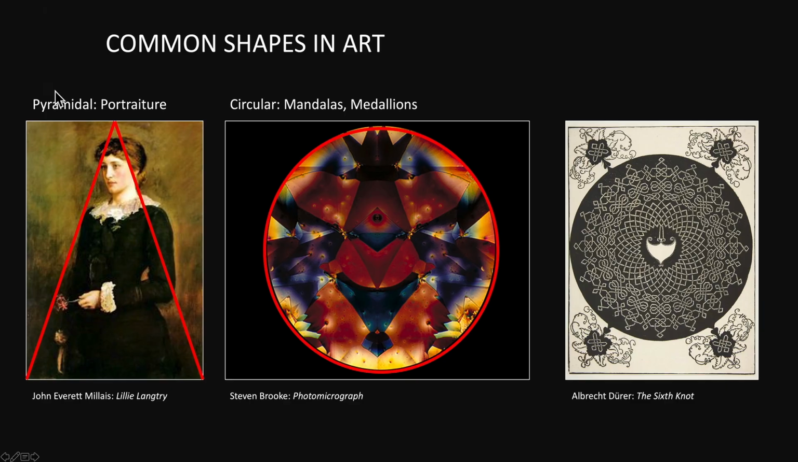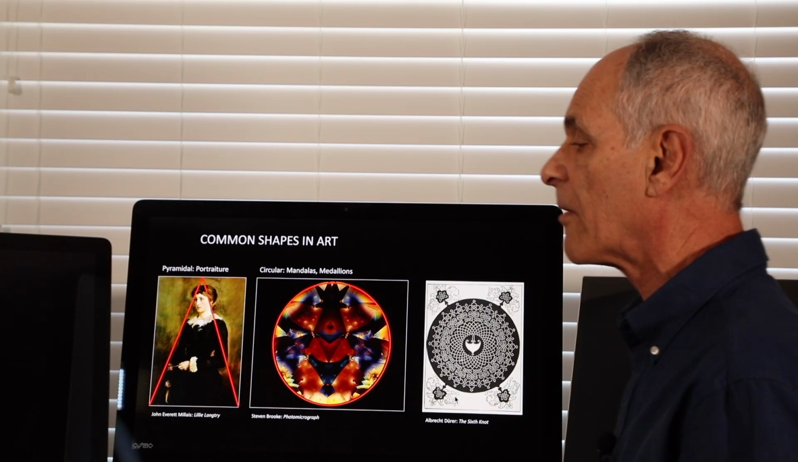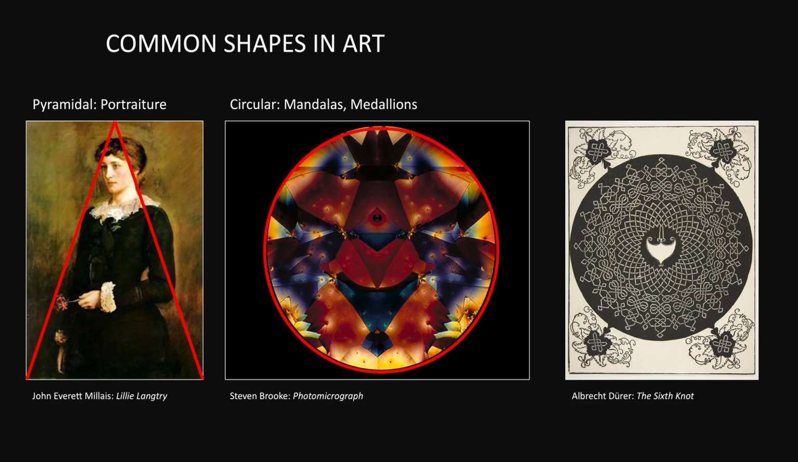Same thing with circular shape, mandalas, medallions. Here's one of mine, a photomicrograph that I put together within this circular shape. Albrecht Dürer did a series of knots. This is the sixth knot. And you can see that this is all a circular shape. And this was very common, very popular in medieval times, where they would use a compass to make circles within circles. And then you would put your artwork within that framework.